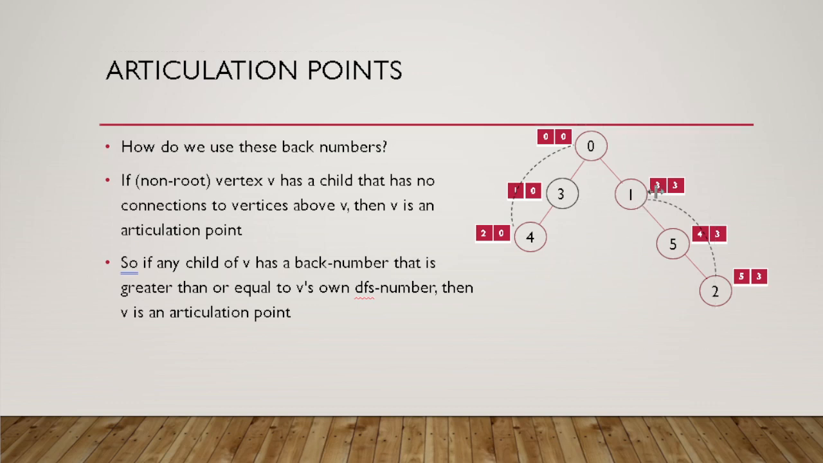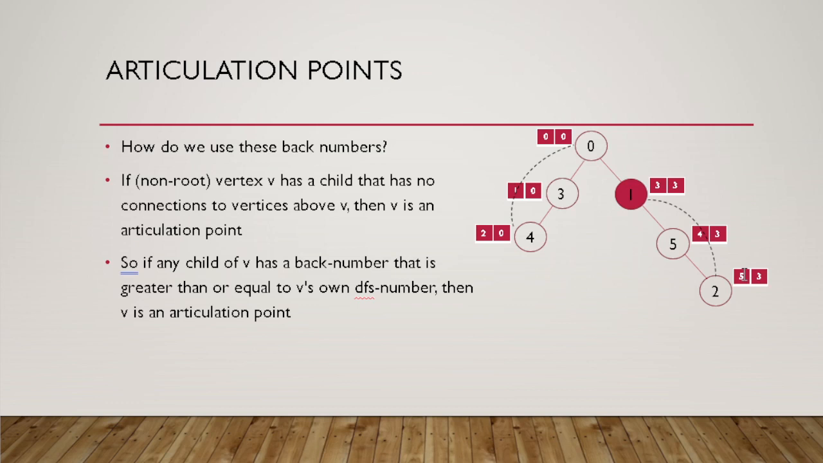Now, its own DFS number is 3. Does it have any children whose back numbers are greater than or equal to 3? Yes, it does, because 5's back number is 3, which is greater than or equal to 3. More specifically, it's equal to 3, but that's by the condition. That means 1 satisfies our condition, so 1 is an articulation point.